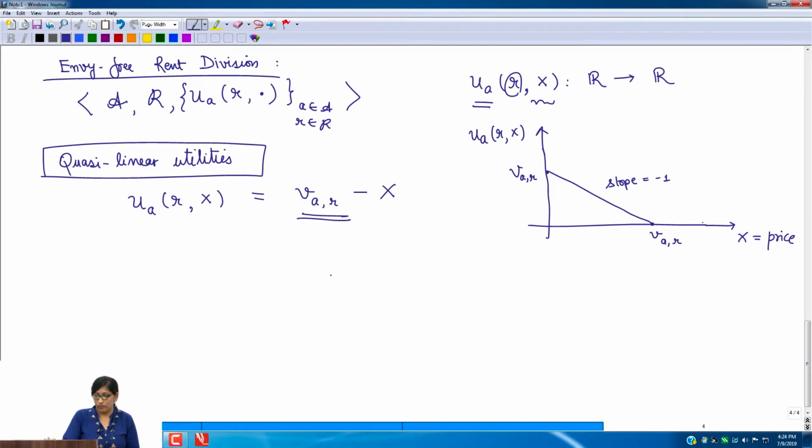Is the utility model clear? Right? Okay.